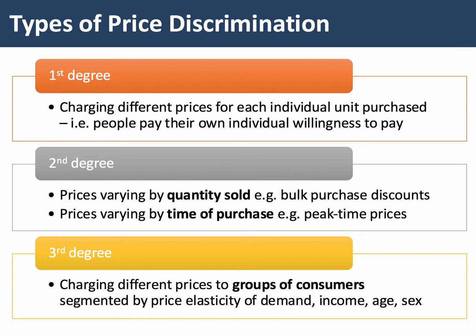First degree, where the business tries to segment the entire market and get people to pay their own individual willingness and ability to pay. Second degree discrimination, where, for example, prices may vary by both the quantity sold and also by the time of purchase. And third degree discrimination, where producers are able to segment the market by charging different groups of consumers a varying price. For example, segmented by the elasticity of demand, by income, by age, or by gender.